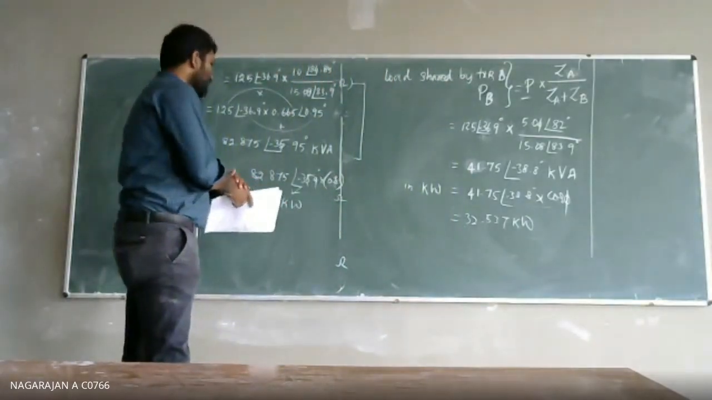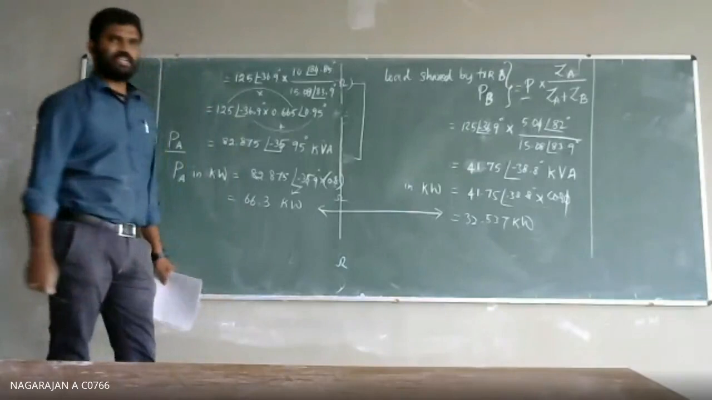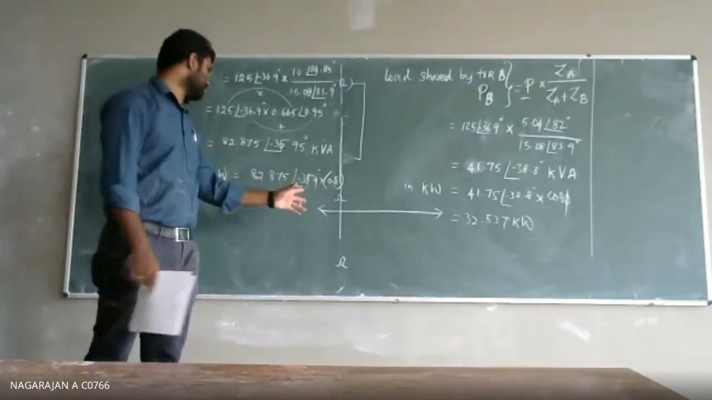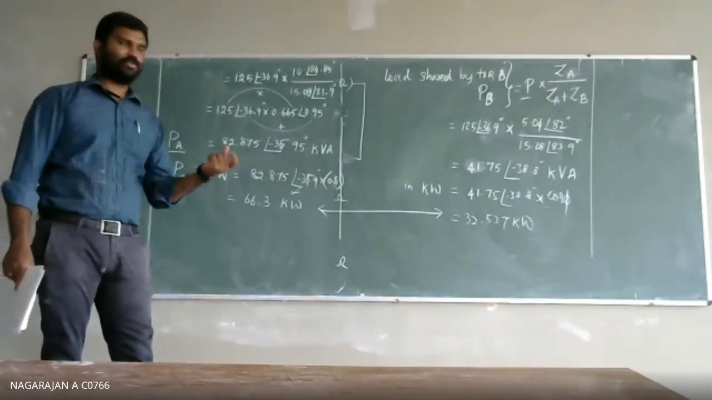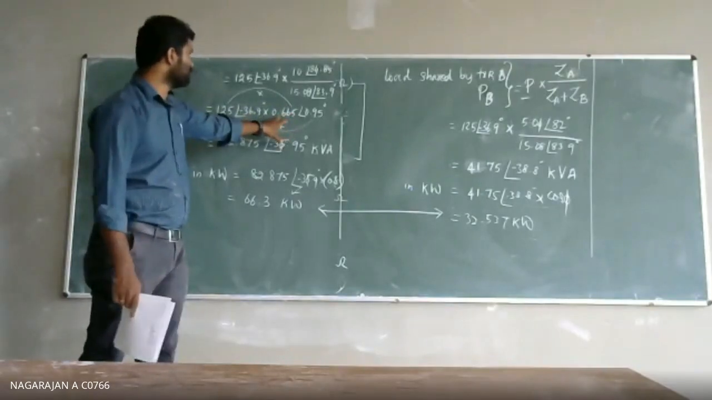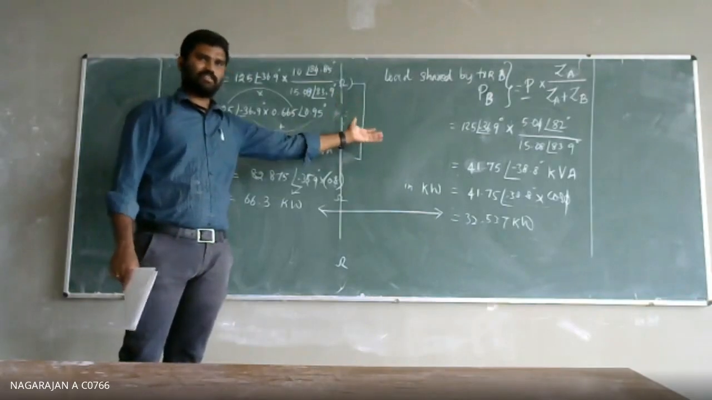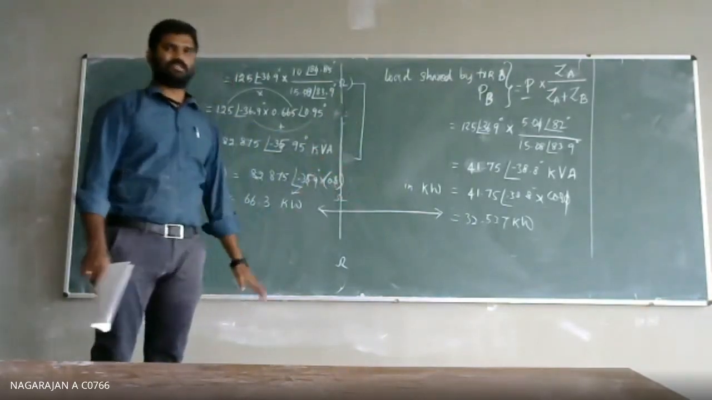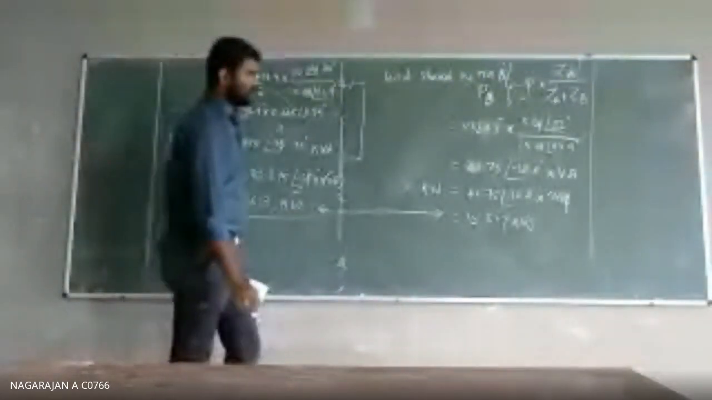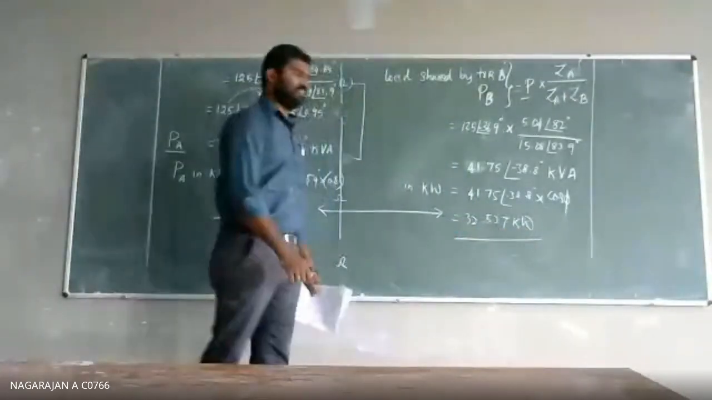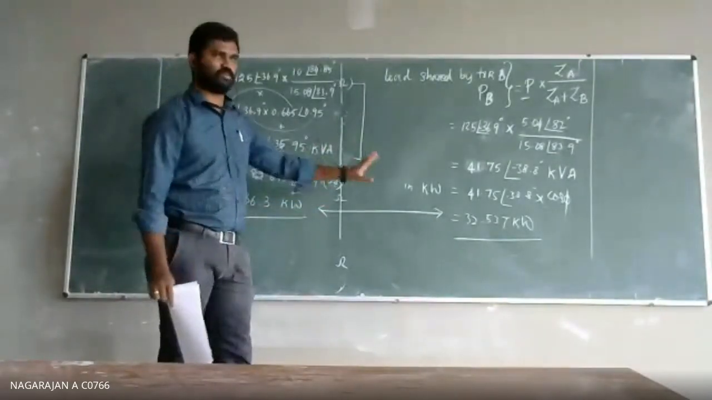Okay. After finding out the result, you just add these two. You will get an answer around 99 point something, which is almost equal to 100 kilowatts. The difference is because we are taking only 2 digits of the decimal. If you take exact calculator reading, you will be getting 100 kilowatts. So the first transformer shares a load of 66.3 kilowatt, and the second transformer shares a load of 33.537 kilowatt. This is how the load is shared by both the transformers.